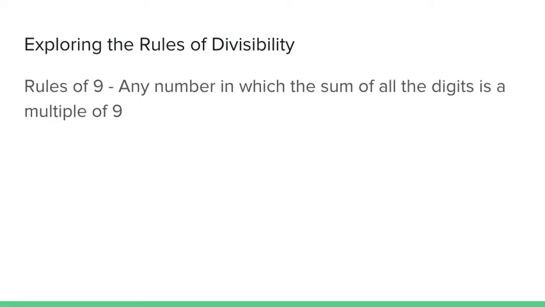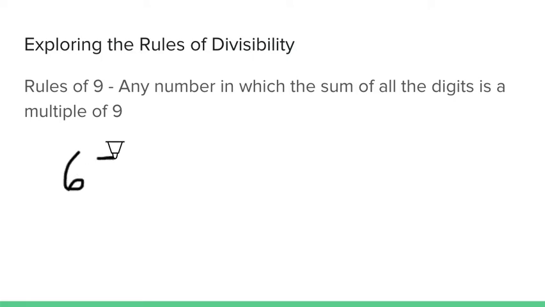Okay, now let's move on to 9. The divisibility rule for the number 9 is very similar to 3. Any number in which the sum of all the digits is a multiple of 9. So we're going to do the same thing as we did before. We're going to add up all of the numbers in it. It could be a really small number.